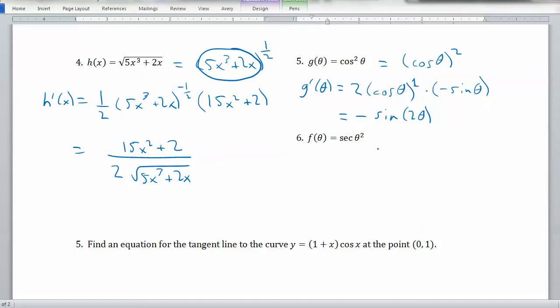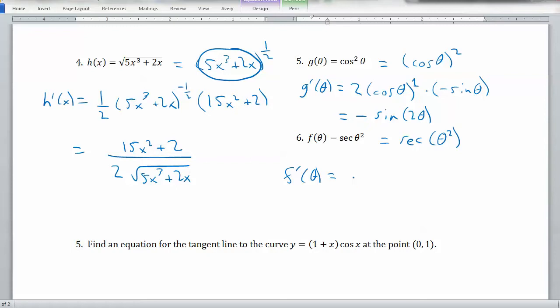And here we have another composition, but this time the square is not on the trig name, so I don't have to rewrite it. It's actually just the theta squared is the inside function this time, and the secant is the outside function. So chain rule again.